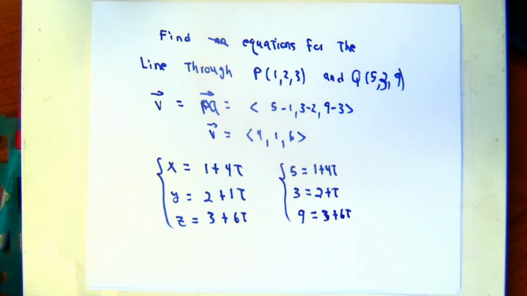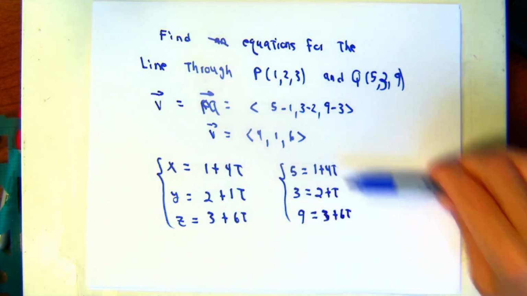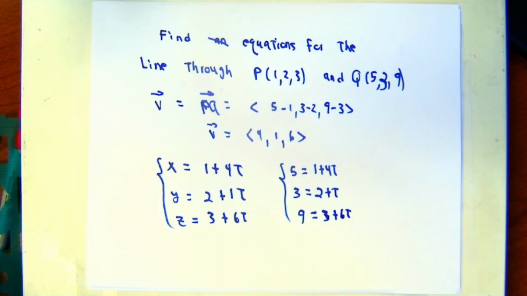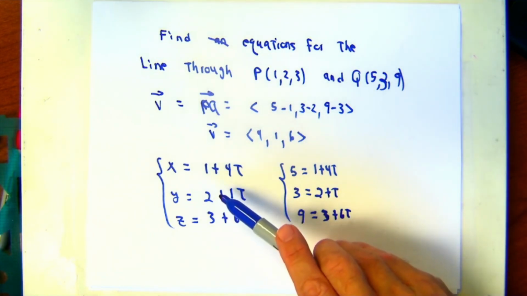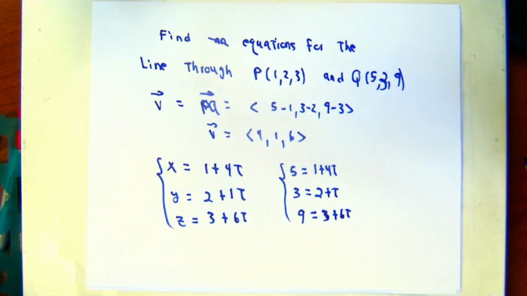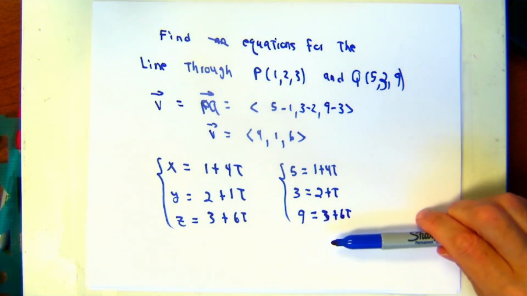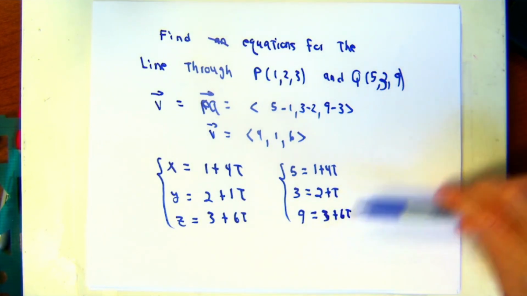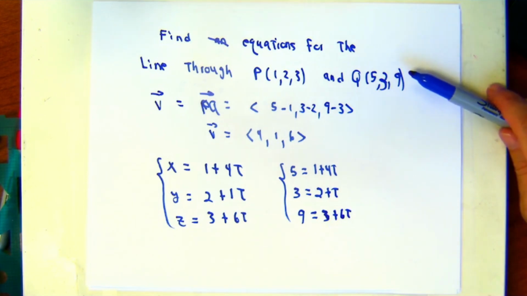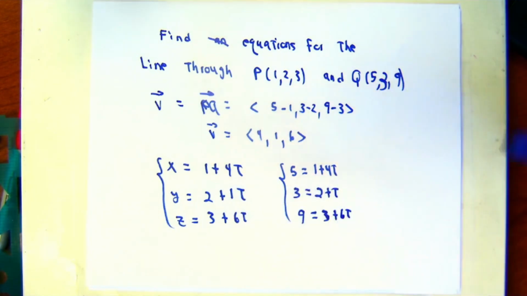I have three things that I have to demand of a single t number. If it turns out that these equations are contradictory, then I've made a mistake someplace because point Q isn't on the straight line that I've written down. On the other hand, if there is one single t value that makes all three of these things true, this demonstrates that point Q is a point of this line.